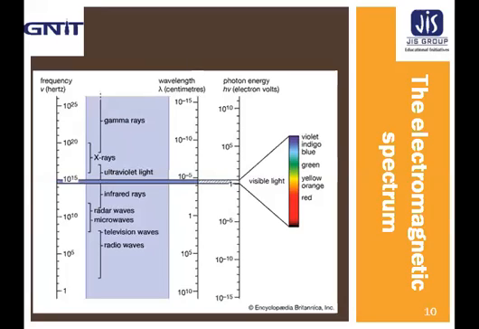The electromagnetic spectrum is the range of frequencies of electromagnetic radiation and their respective wavelengths and photon energies. This is the frequency, wavelength, and photon energy. The electromagnetic spectrum covers electromagnetic waves with frequencies ranging from below 1 Hz to above 10 to the power 25 Hz.